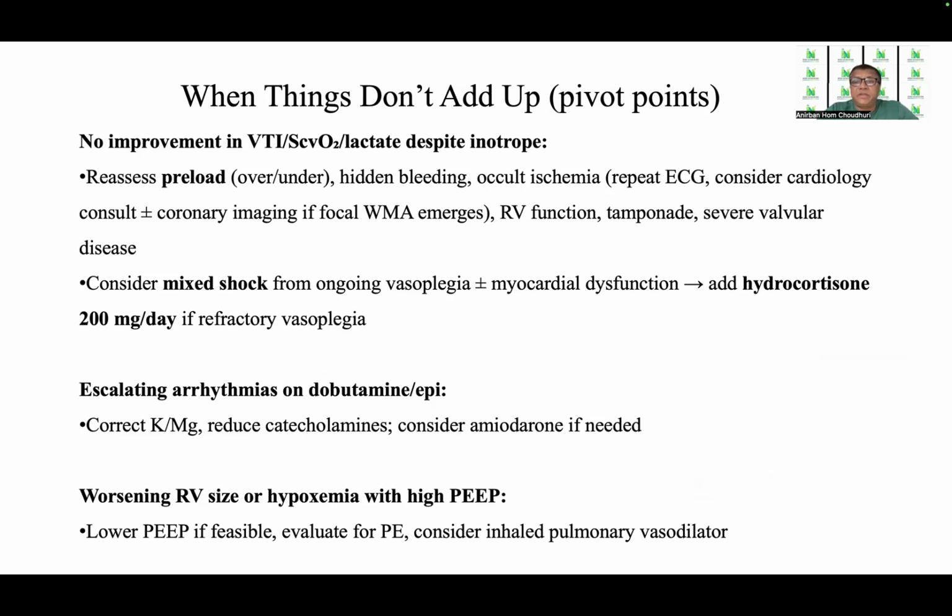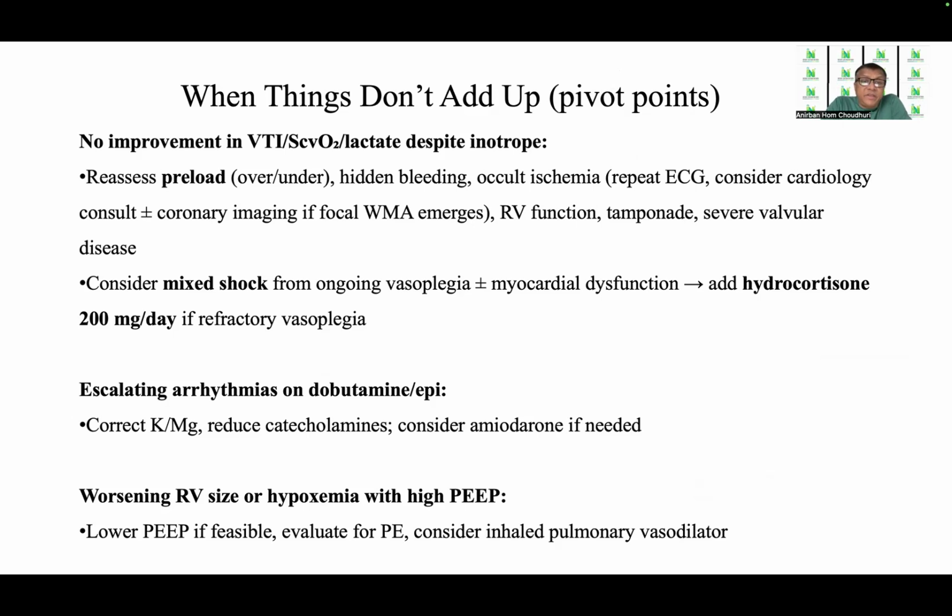Now, there are certain times when things don't really add up. So we will have to recognize those pivotal points. That is when there is no improvement in the VTI or the SCVO2 or in the falling lactates despite using inotropes. So in those patients, we have to reassess the preload, whether it is under or over. We have to look for hidden bleeding, occult ischemia by repeating an ECG, consider cardiology consult along with coronary imaging if there are focal ischemic lesions, RV dysfunction, then a tamponade, severe valvular disease, etc.